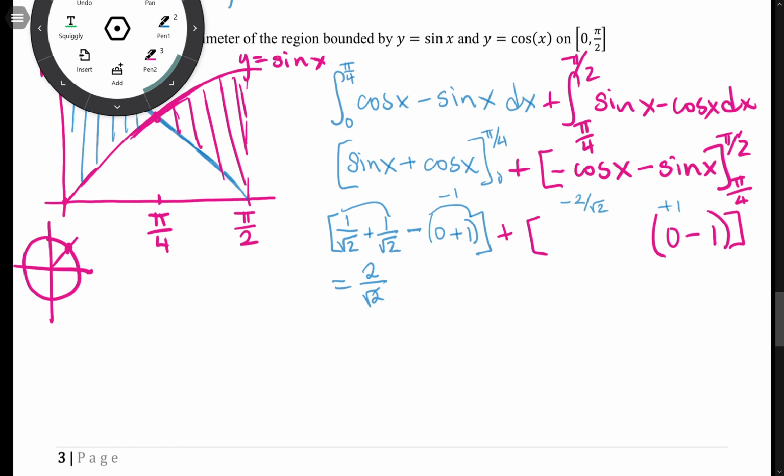So we said cosine of pi over 2 is 0. Sine of pi over 2 is 1. And then we should be subtracting off what we get when we plug in pi over 4. So cosine of pi over 4 is 1 over root 2, as is sine pi over 4. That should work out more as I expected.